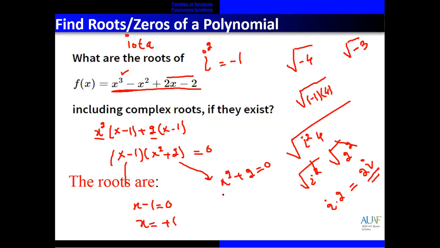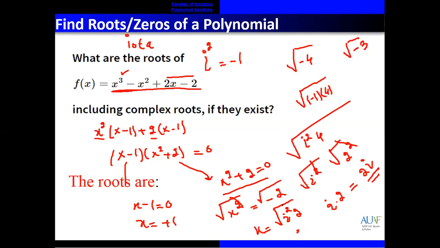What about the second one? When you transfer, x square is equal to what? Minus 2. But to cancel this square, you need to take the square root on both sides. The square cancels with the root. Again we have a negative number inside the square root, so we use iota square in place of minus, and we have 2.